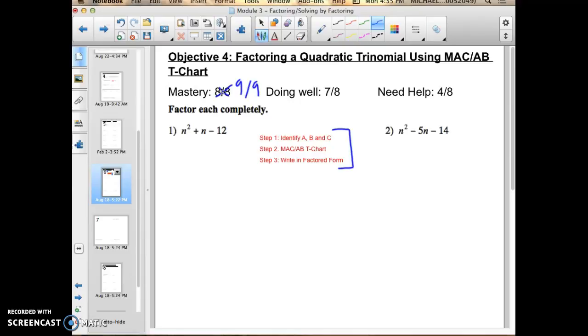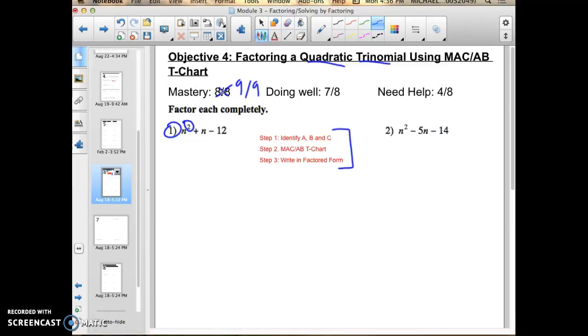Now before I begin, I do need to talk briefly about what distinguishes this number 1 from other factoring strategies we're going to utilize, and why I can use a MACAB T-chart for number 1 versus other quadratic functions that you might see on a test. The key words in here are quadratic trinomial. You should be familiar with the term quadratic, and that means that the highest power in these functions that we've been working with is the power of 2. That distinguishes that these are quadratics that we're working with.